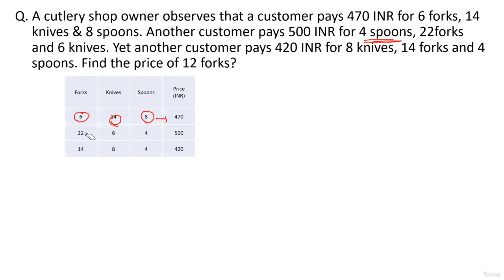Which is not correct. Likewise, 4 spoons, 22 forks and 6 knives, 500. And the last customer pays 420 rupees for 8 knives, 14 forks and 4 spoons.